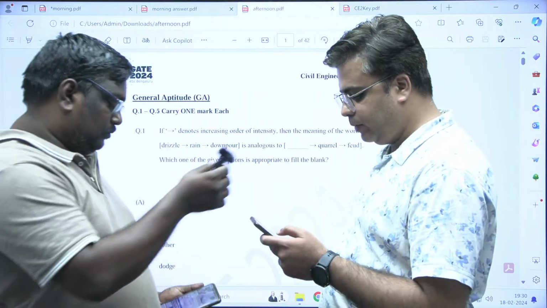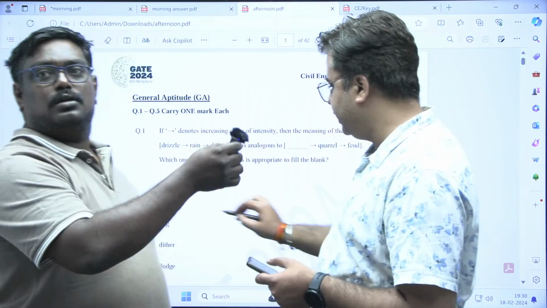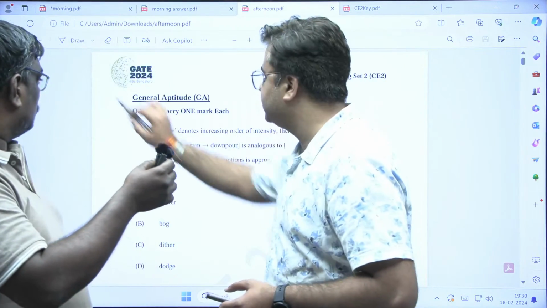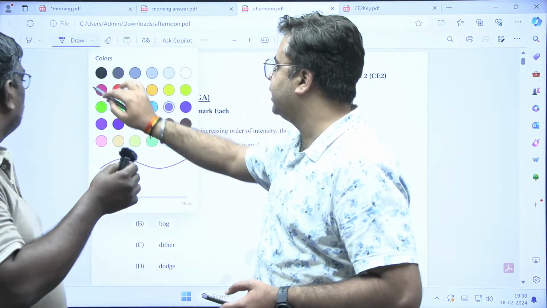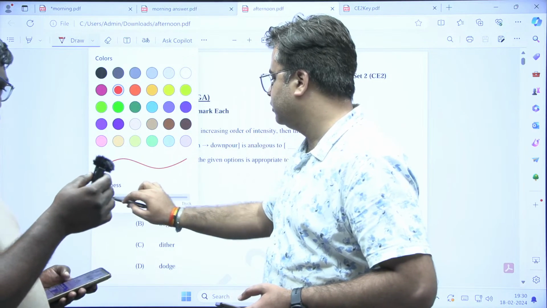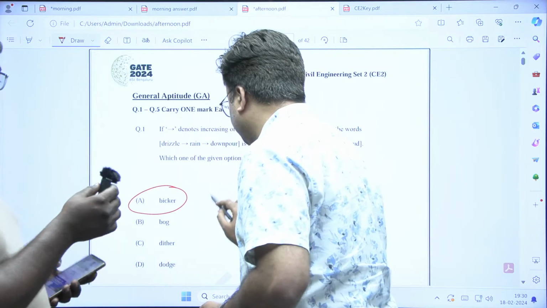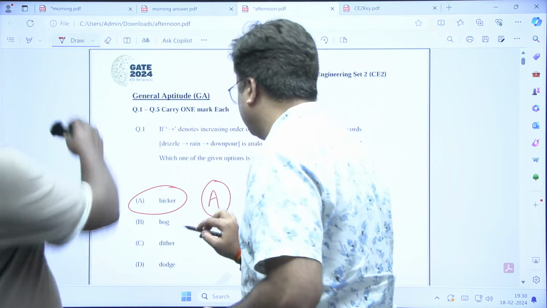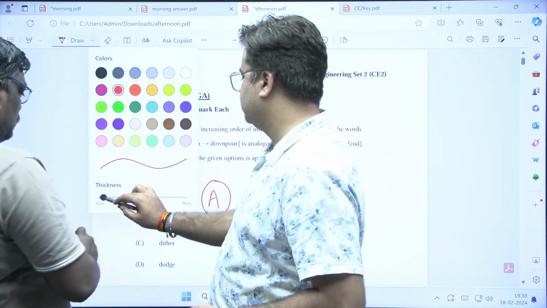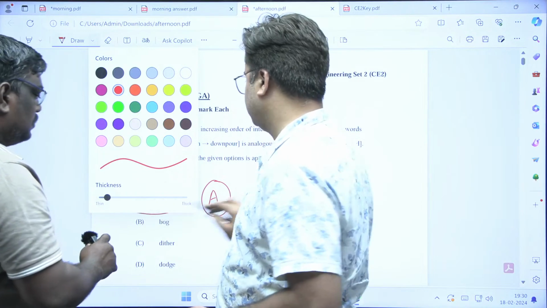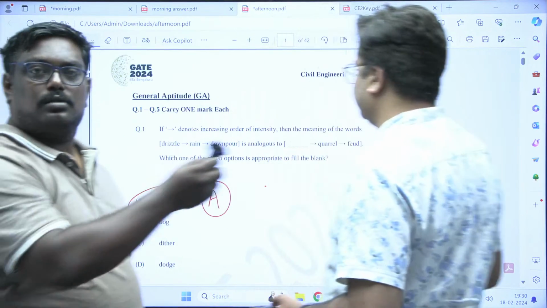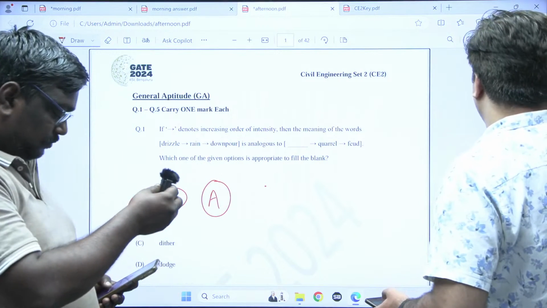For question number 1, option A is the correct option. Option A is the correct option. Select the red. Increase the size. That's possible. So option A is correct. Moving on to the next.